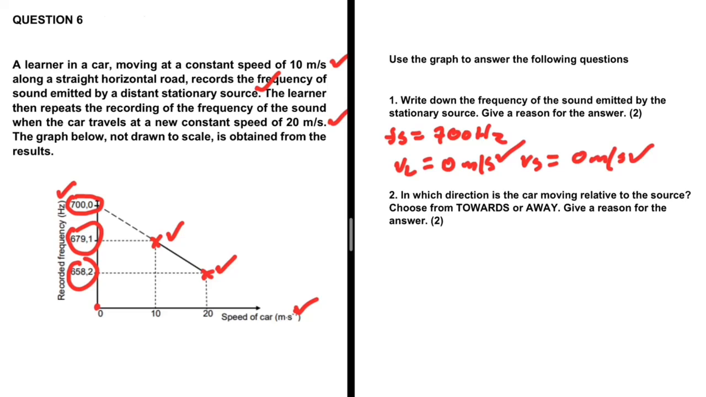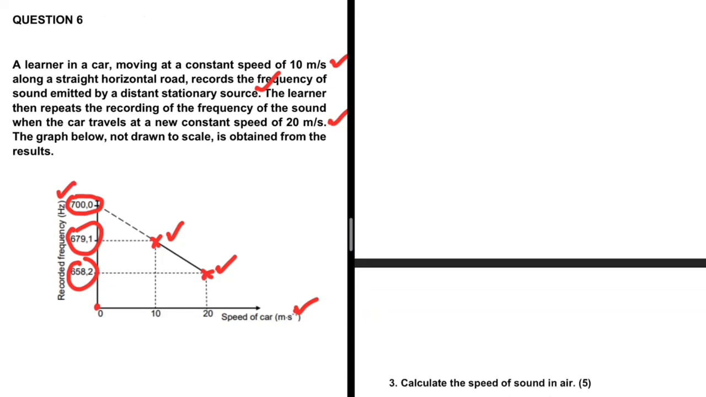So clearly the car is moving away because of that. If it was increasing, the car would be moving towards. So what are we saying? In which direction is the car moving relative to the source? It is moving away. Why do we say that? As the velocity of the listener increases, FL decreases. So the listener has to be moving away from the source if that is the case. As the velocity of the listener increases, FL, the observed frequency, decreases. That is question 2. Let's go ahead and take a look at the third question.